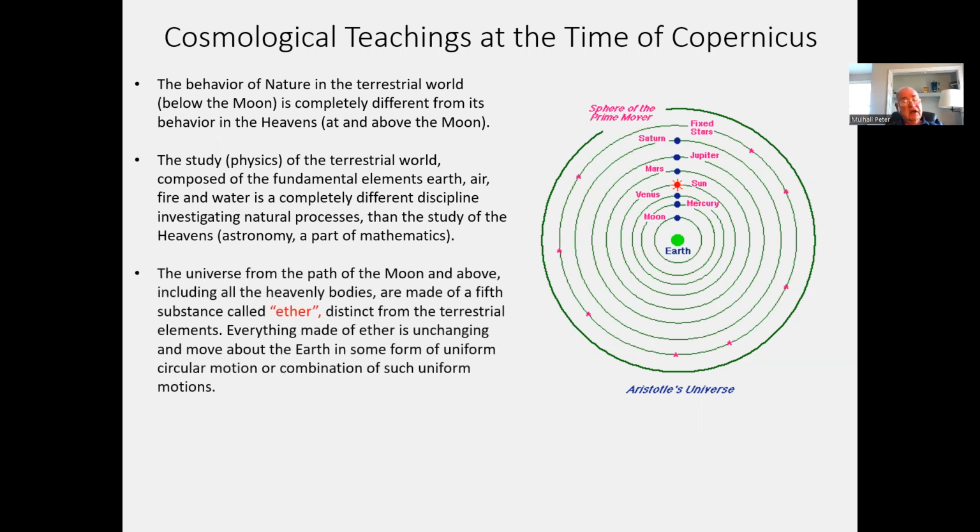The universe, from the path of the moon and above, including all the heavenly bodies, is made up of not only something different, but a totally different element. They're not made up of earth, air, fire, and water. They're made up of an element called the ether, which is distinct from earth, air, fire, and water, and has its own behavior, its own properties. And the ether is something which is perfect, it's unchanging, and can only move in the perfect way.